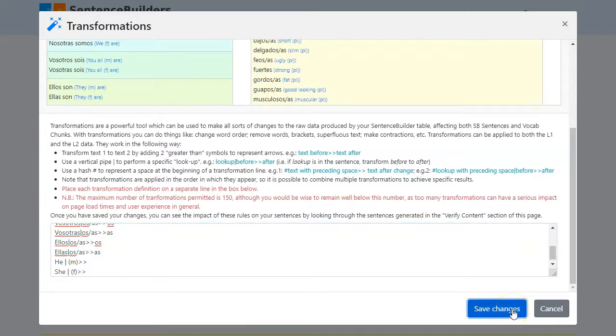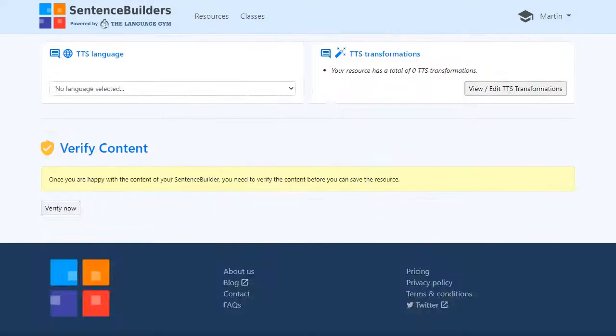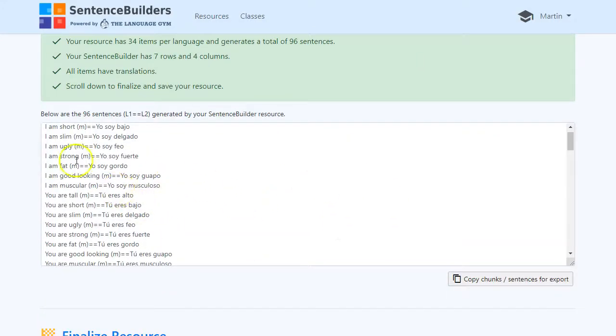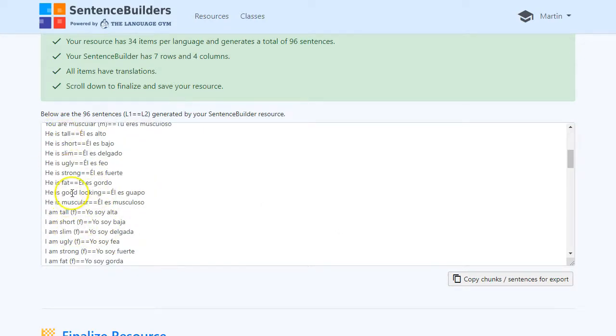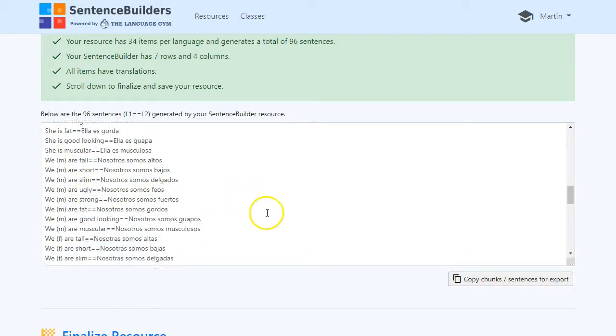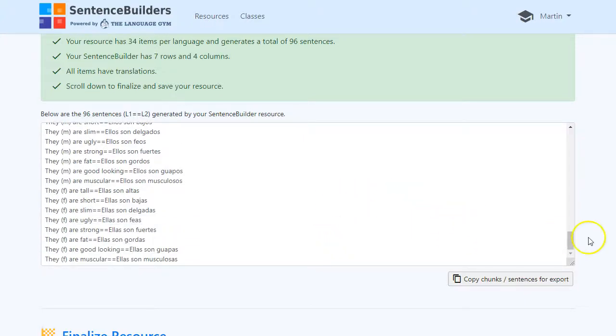So we save the changes, and we can look at our sentences, and we can see that we now have a masculine and feminine marker next to I am and you are, but not with he and not with she. So now everything is looking pretty much as it should be.